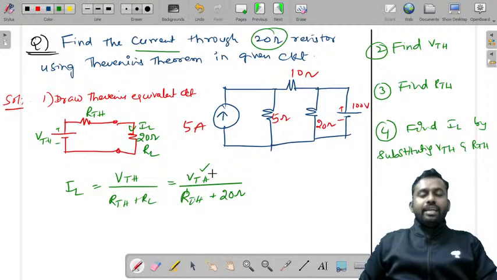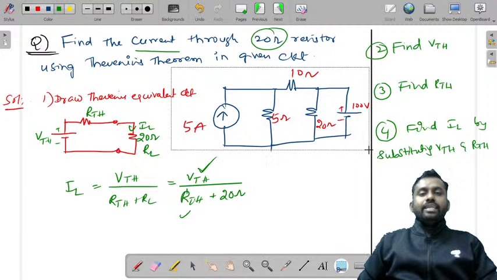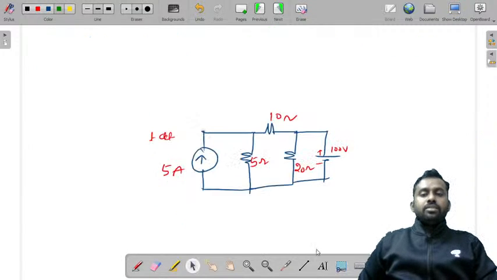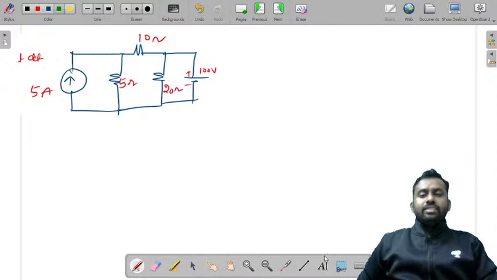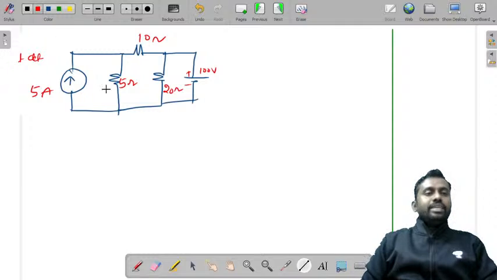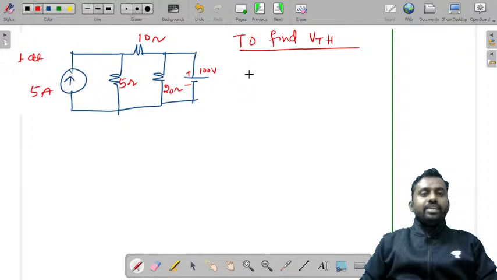So we know RL already. We do not know RTH and VTH. We'll try to solve this question. We are trying to find VTH and RTH. In this slide, I'll find VTH first, or RTH, whichever you feel is better. So first I'll find VTH, the Thevenin's voltage. How do you find Thevenin's voltage? Remove the load resistance. So you need to remove this load resistance.